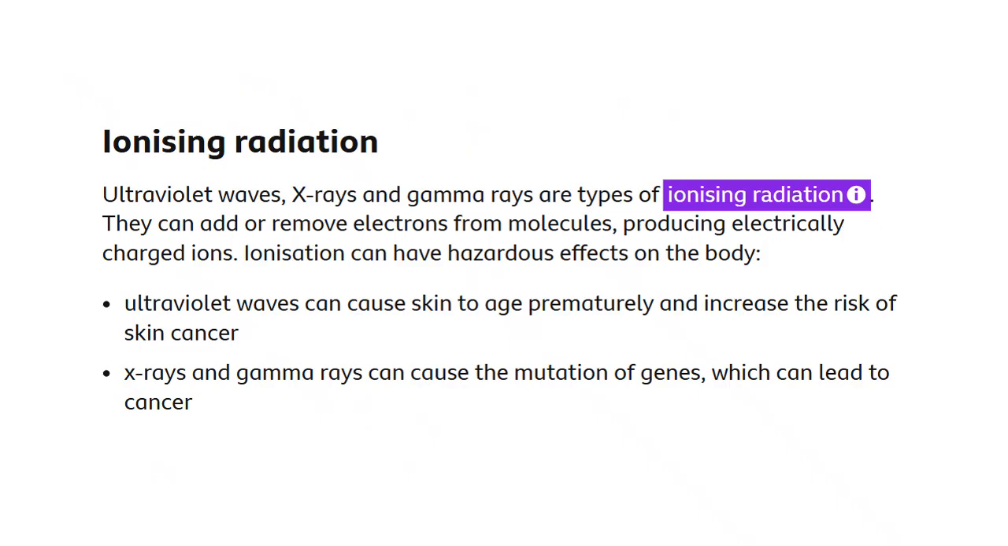Ionizing radiation. Ultraviolet waves, X-rays, and gamma rays are types of ionizing radiation. So UV, X-rays, and gamma rays can add or remove electrons from molecules, hence the word ionizing, producing electrically charged ions. Ionization can have hazardous effects on the body.